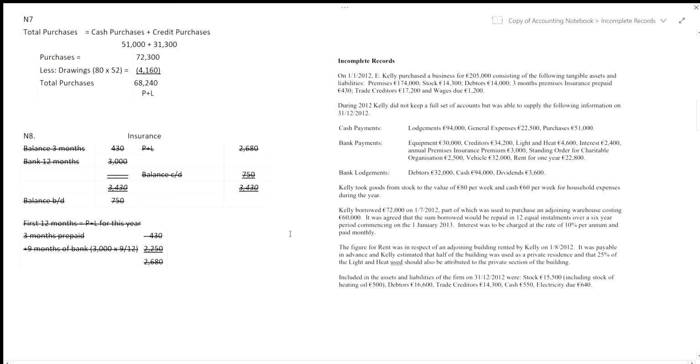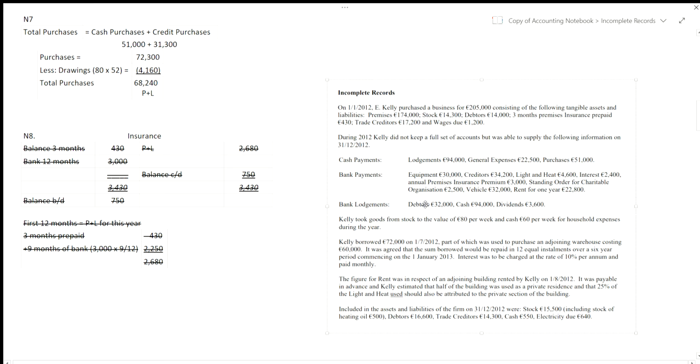So what can we say about insurance? Well, if we look at the question here, we'll see up at the very top that we have 3 months insurance prepaid of $430. So if I've prepaid my insurance, it means that I don't owe it anymore. Insurance is an expense and I've prepaid it. So therefore it's an asset.